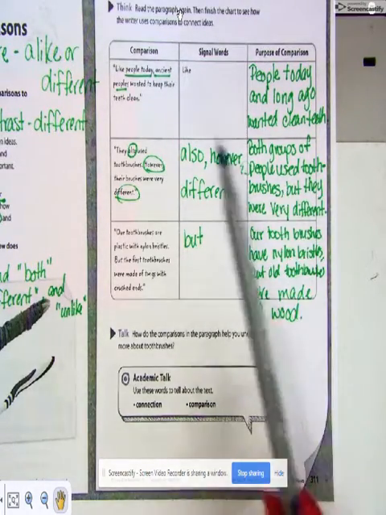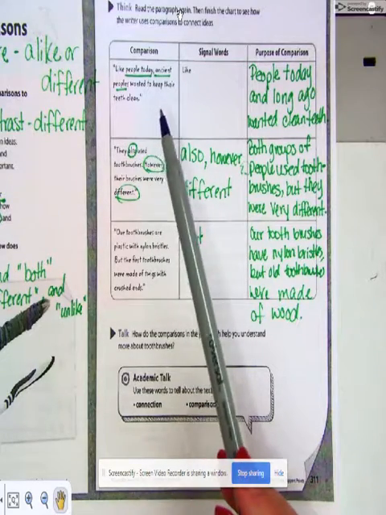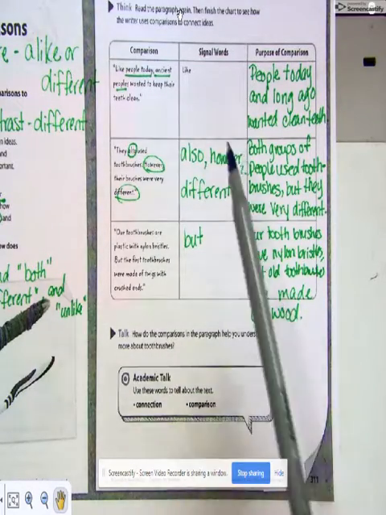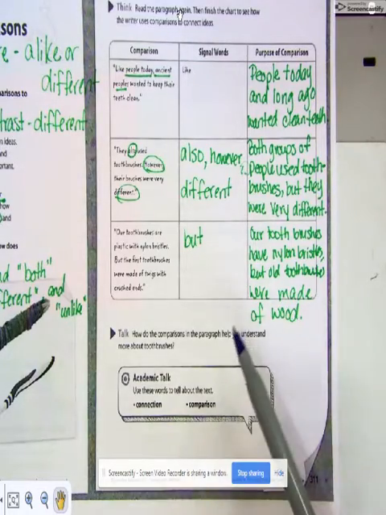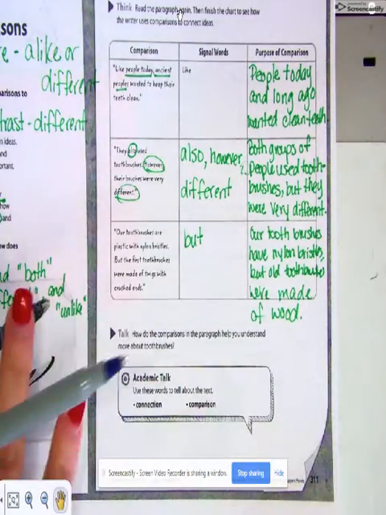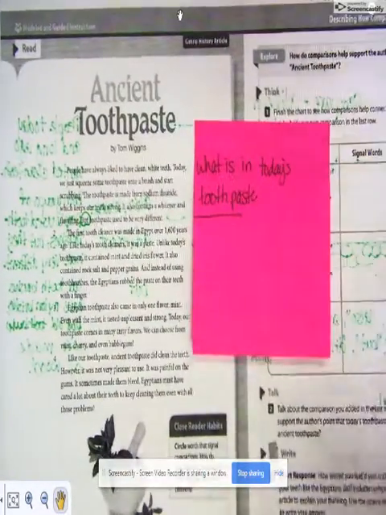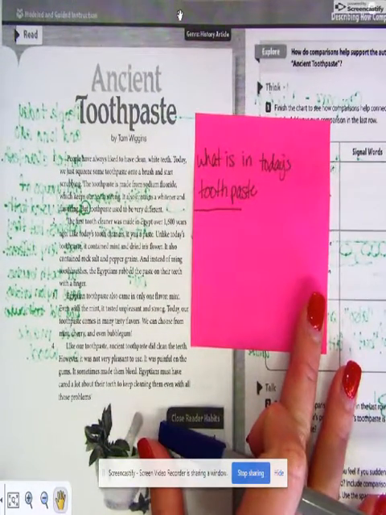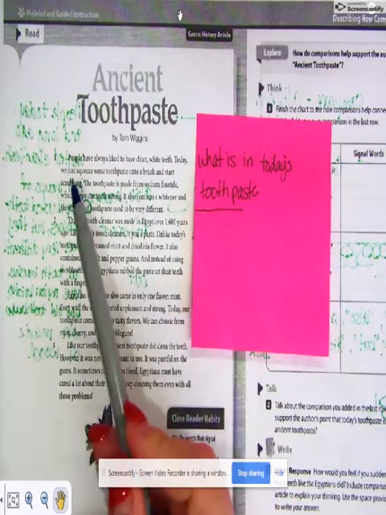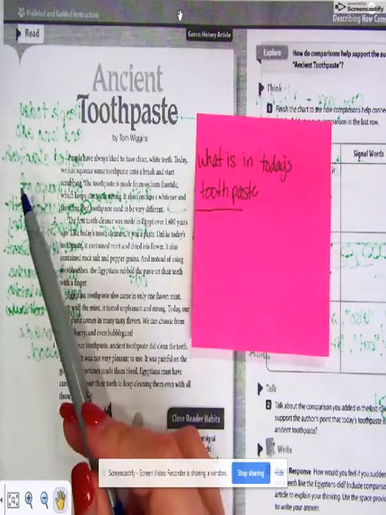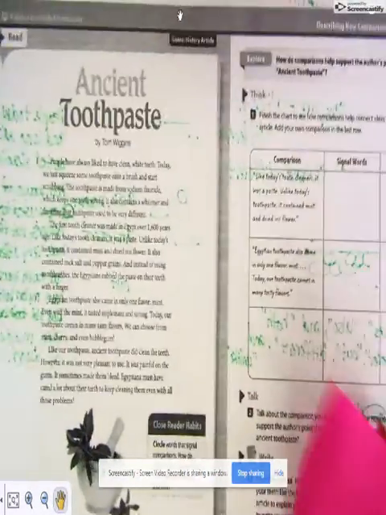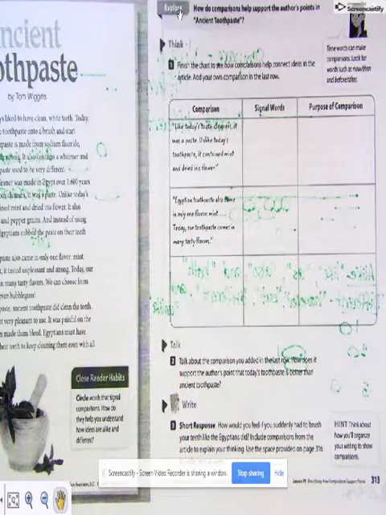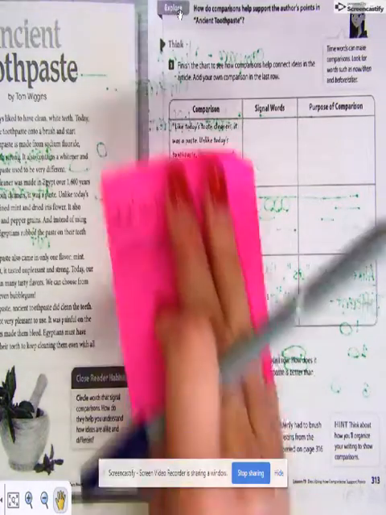The overall idea: people today, ancient peoples wanted to keep their teeth clean. The signal word was "like," and the author is just trying to tell us that people have wanted to brush their teeth even today and even long ago. We went through that bit by bit. Tomorrow, they're going to read "Ancient Toothpaste" on their own. They're going to be expected to give me a short annotation: what did you learn from each paragraph? Then we are going to work together to fill out one more comparison graphic organizer. And I think after that, we'll be ready to move on to 4th grade.